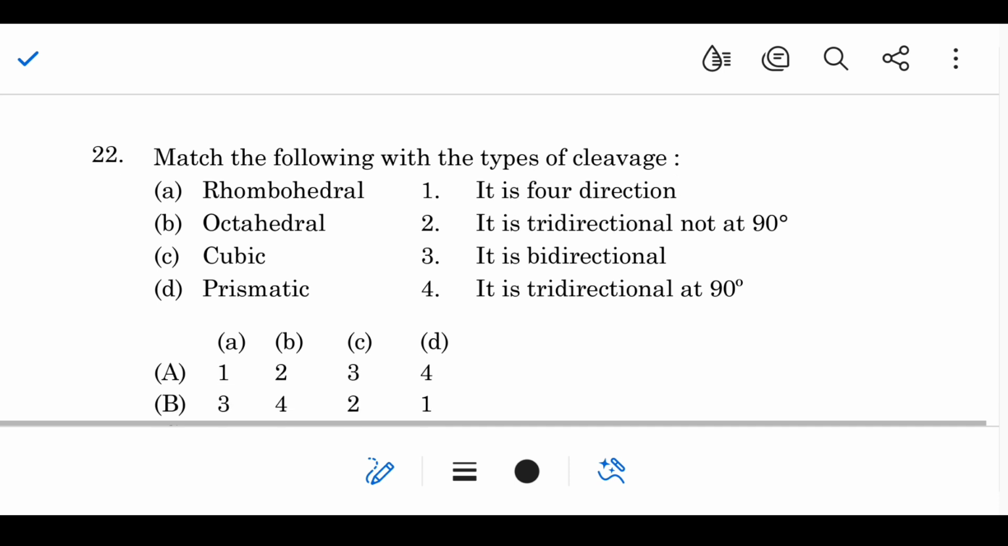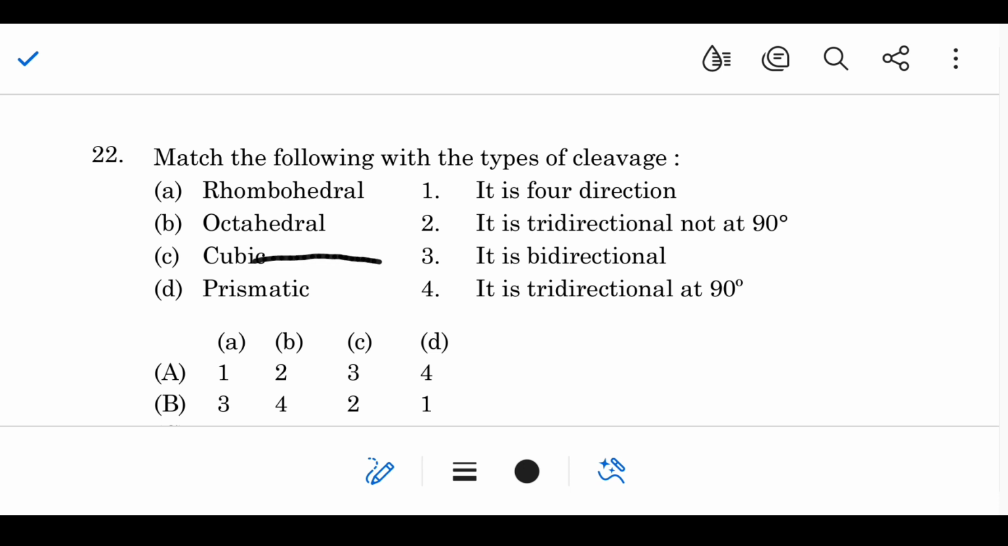Okay, next 12th: match the following with the type of cleavage. Here we have rhombohedral, octahedral, cubic, prismatic. First we start with cubic. Cubic is tridirectional at 90 degrees. Next one is prismatic. Prismatic is bidirectional. Octahedral is 4 direction, octa 4. Rhombohedral is tridirectional, not at 90 degrees.